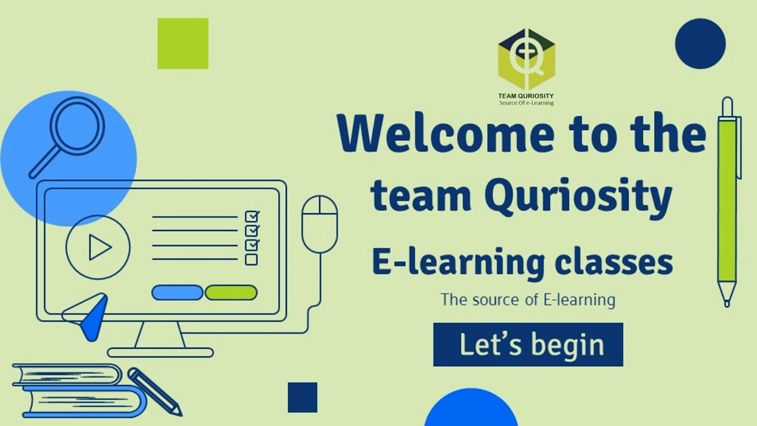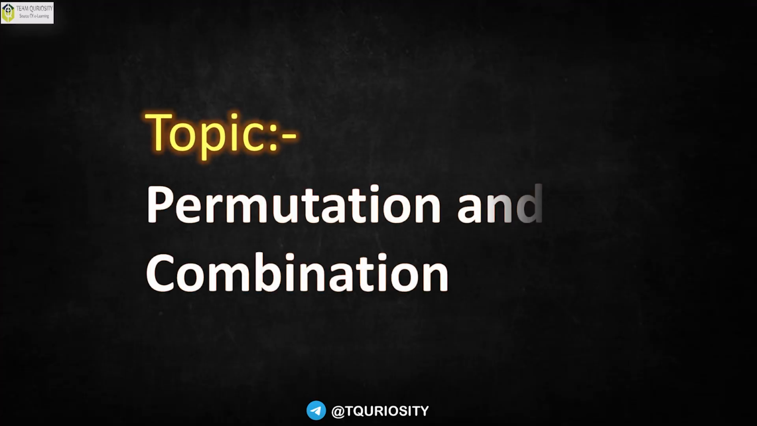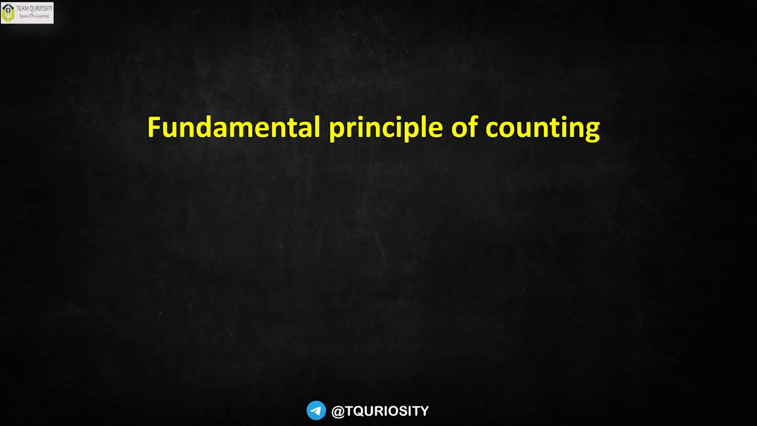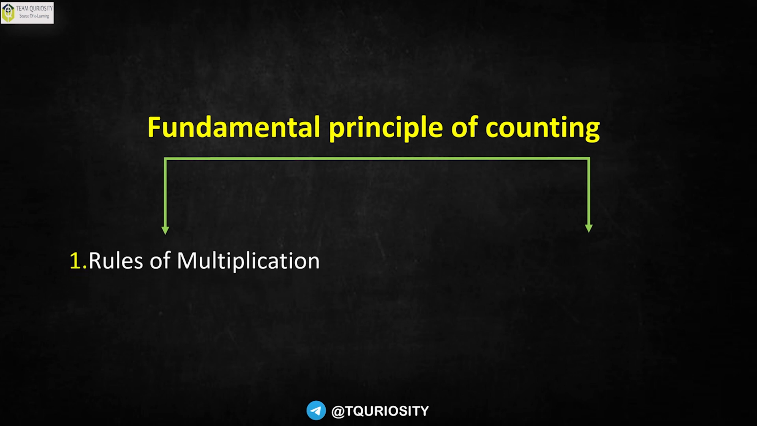Today we are going to learn about permutation and combination. So the first thing in permutation and combination is the fundamental principle of counting. There are two rules to govern this principle. The first one is the rule of multiplication and the second one is the rule of addition. So let's discuss the rule of multiplication.